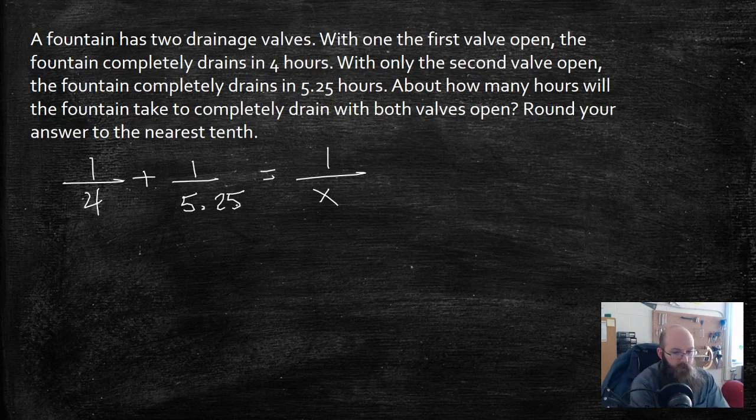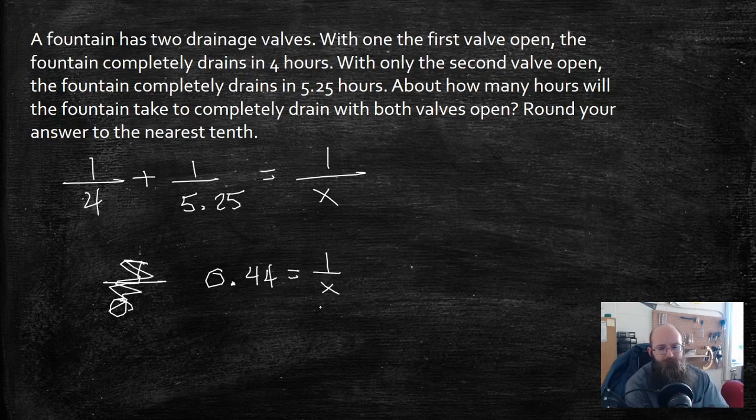And what do you get here? 1 over 4 plus 1 over 5¼. Sorry, I don't have a great calculator on me. That's a decimal, so I'm going to keep everything in decimals. And I get 0.44 equals 1 over x. And for my students, if you don't have a calculator on the test, the numbers will be prettier, like a 4 and a 2 or a 4 and a 6, and you'll be able to combine these without using a calculator, just by getting a common denominator.